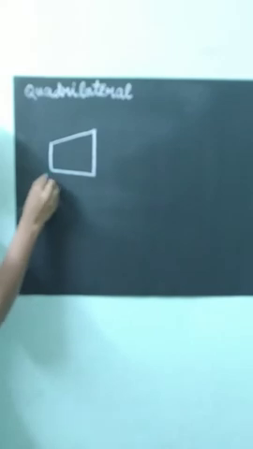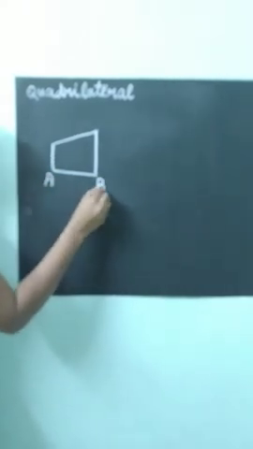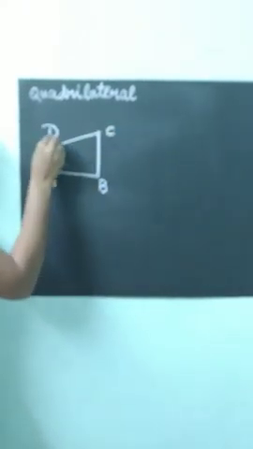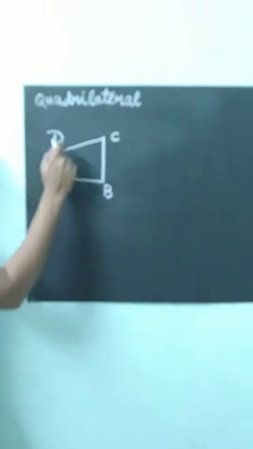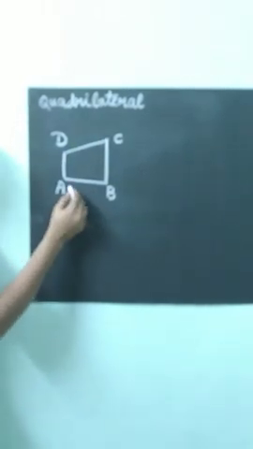This is a quadrilateral picture, marked A, B, C, D. Now look at the first point. All closed four-sided figures are called quadrilaterals. Now this is a quadrilateral. Not a quadrilateral having how many sides?